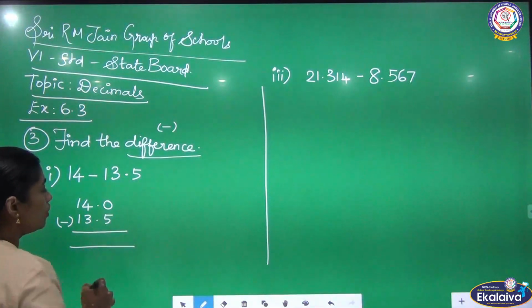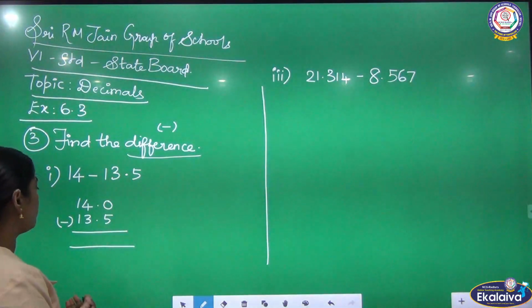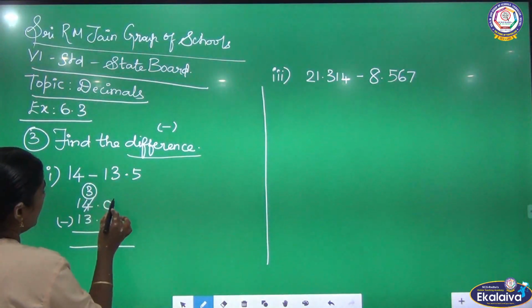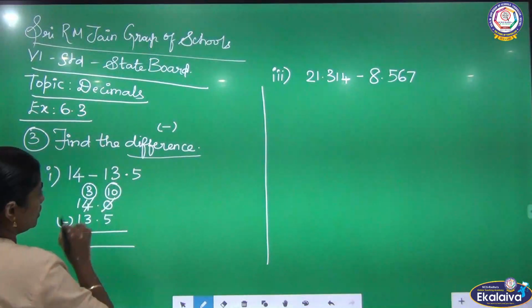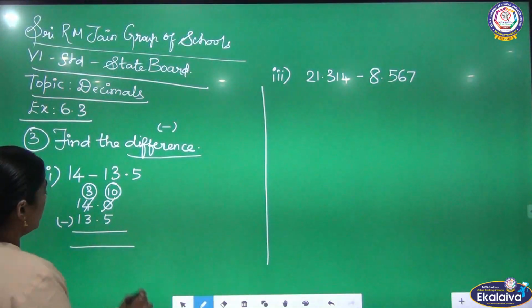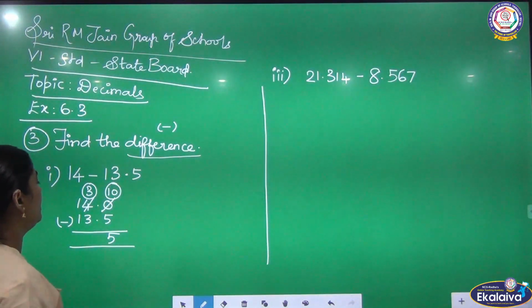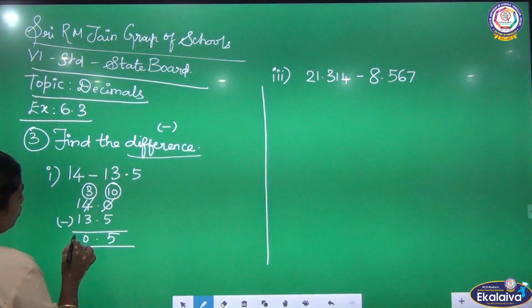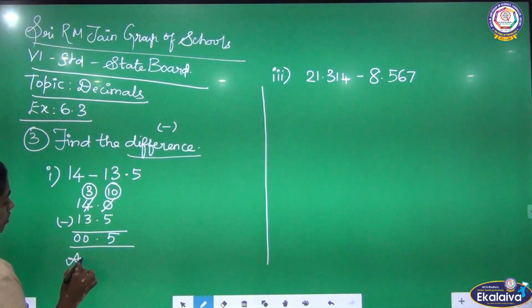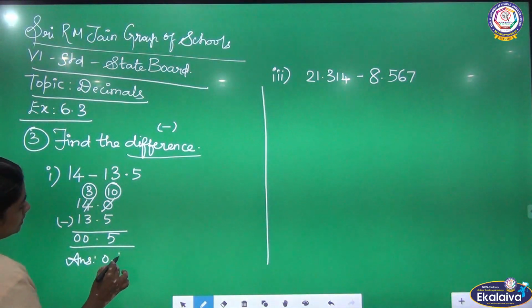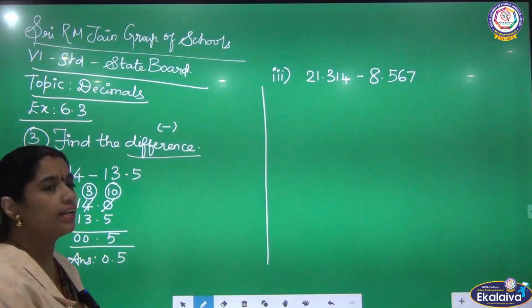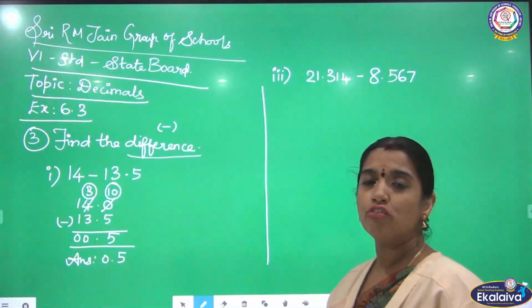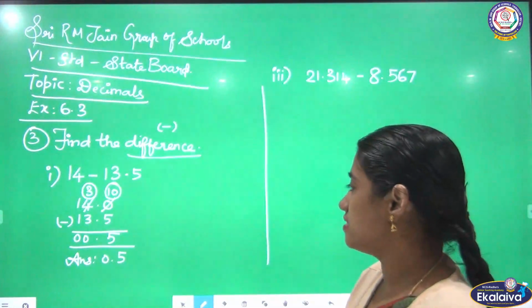Listen, 0 minus 5, I have to borrow. So 4 becomes 3 and this 0 becomes 10. Got it? So 10 minus 5 is 5. 3 minus 3, keep a dot. 3 minus 3 is 0. 1 minus 1 is 0. So my answer is 0.5. Is it clear, children? If I am not able to subtract, I have to borrow from the next one.